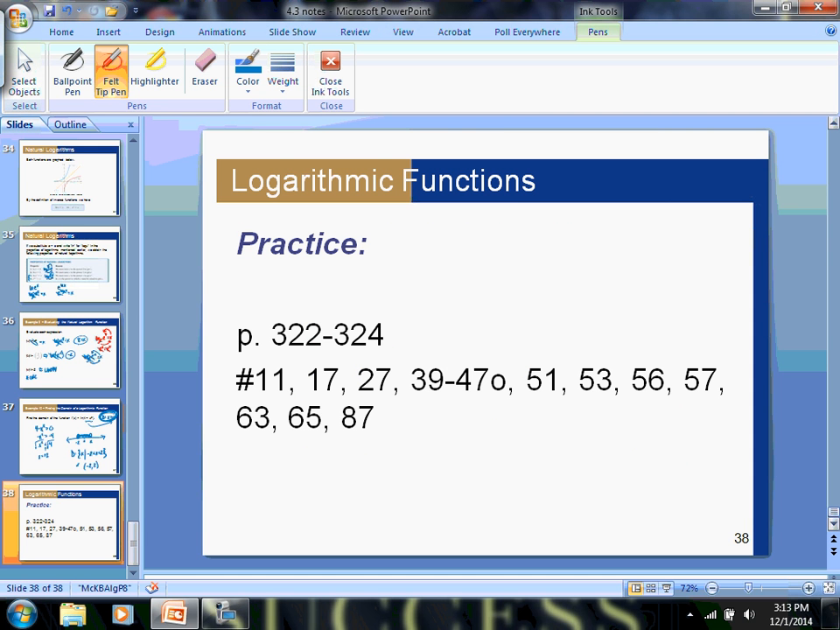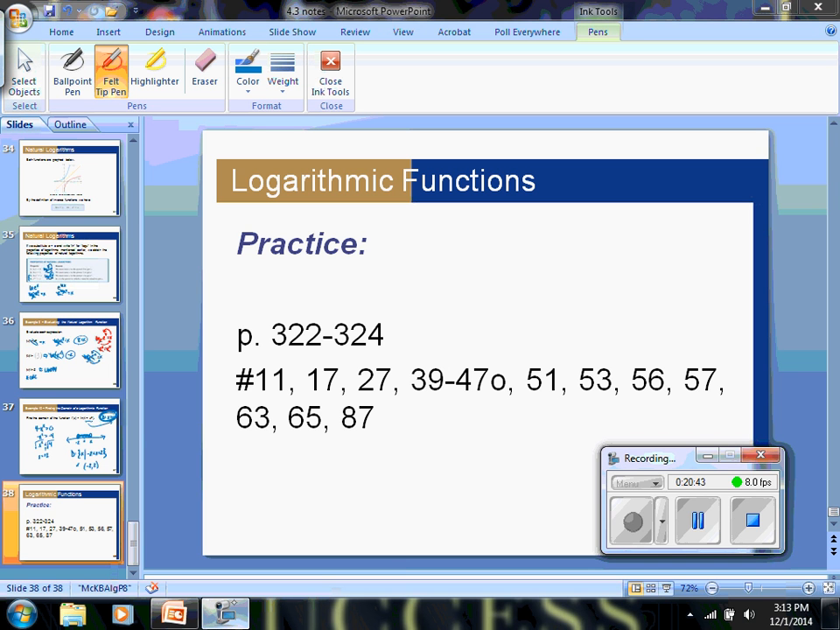Okay, so here is your set of practice problems for this section. Make sure that you show your work. If you're doing a graph, make sure you write down the table of values. And if you have questions, come on in and see me before school.